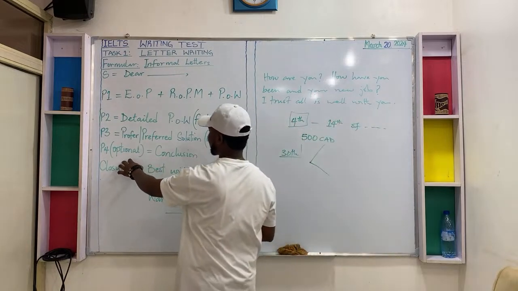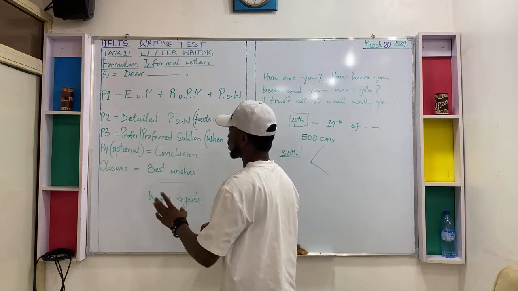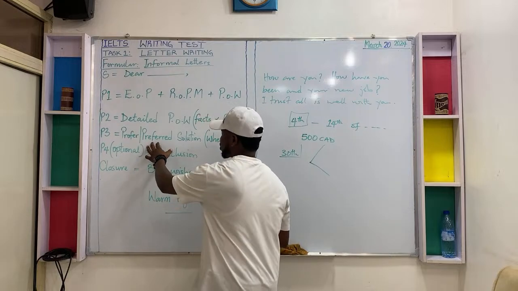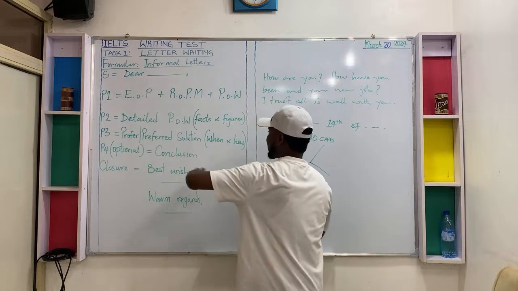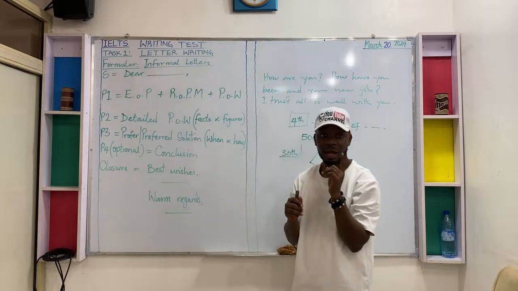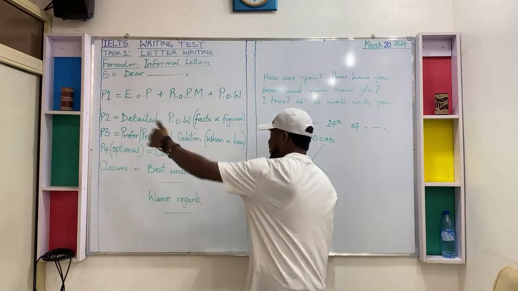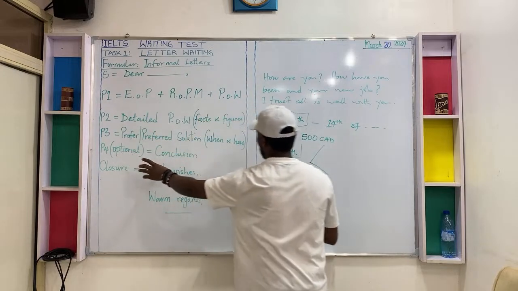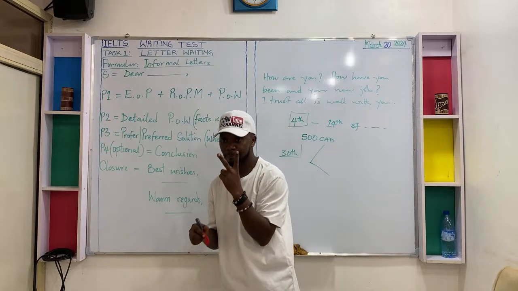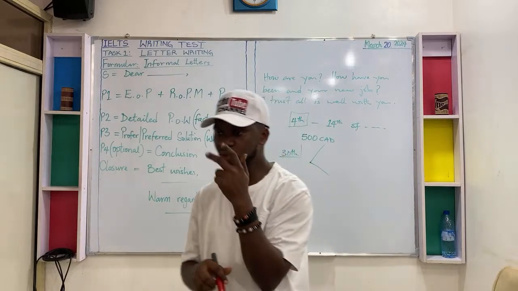Then your paragraph 4. If you are to have a 4th paragraph, it is optional. So the only reason you would have it is if your 3rd paragraph is not lengthy. If it's not lengthy, you can conclude your letter in the 3rd paragraph. That means you do not need a 4th paragraph. But if your 3rd paragraph is lengthy, then you should have a 4th one. Your 4th paragraph should not exceed 2 sentences.